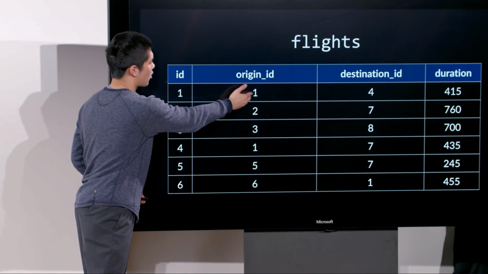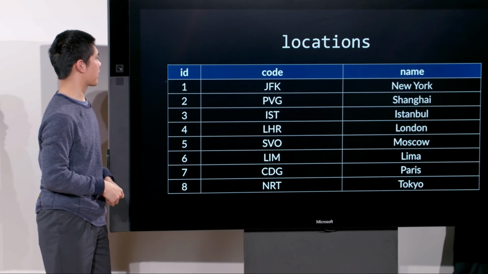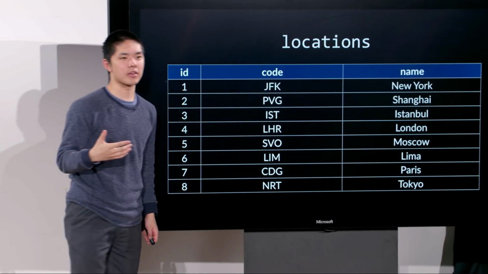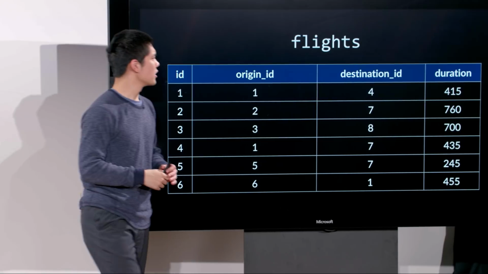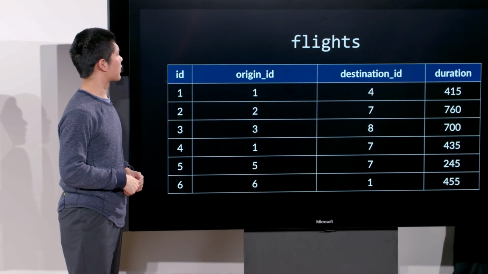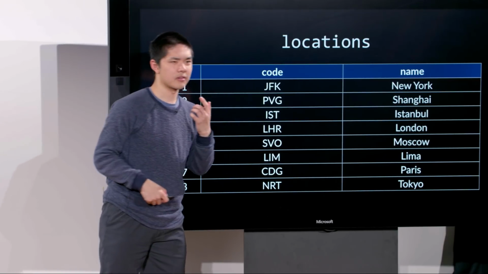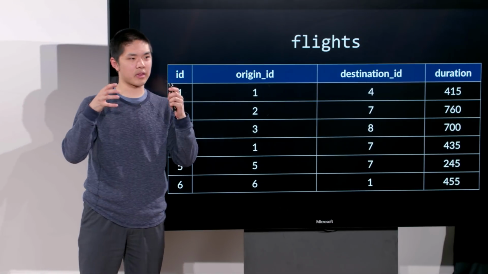And which location has ID number 1? Well, I could go back to this locations table. Here's the thing that has ID 1. OK, this flight must be flying out of JFK in New York. I go back to my flights table. Where is it flying into? Its destination is destination ID 4. So all right, go back to the locations table. Here's the thing with ID 4. That's London. So you can begin to use these numbers just to represent locations.